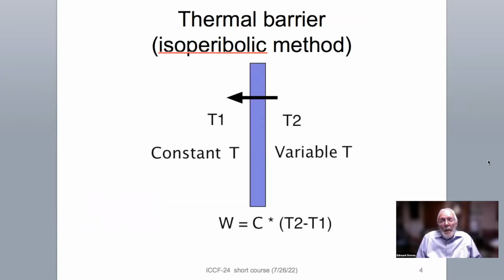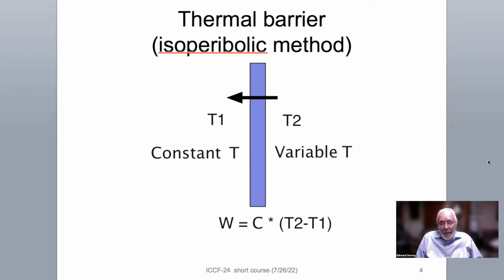Let's talk about the thermal barrier technique. This is called the isoperibolic method. And it consists of a thermal barrier, a semi-insulator, with a constant temperature on one side, and then the variable temperature in which the heat's being produced on the other side. The temperature difference across this barrier times a constant is equal to the amount of power passing through the barrier. Now, this is very simple. However, the value for C needs to be determined.